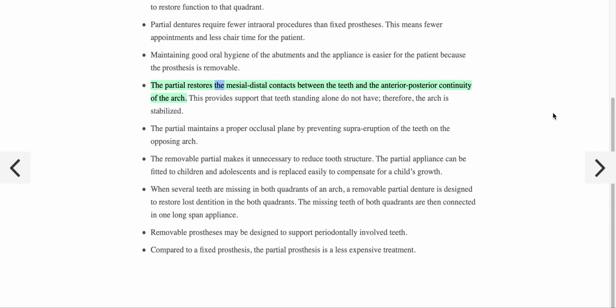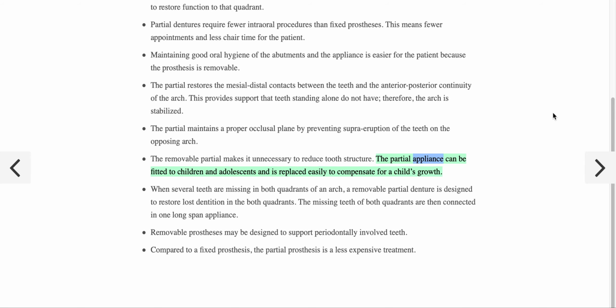The partial restores the mesial distal contacts between the teeth and the anterior-posterior continuity of the arch. This provides support that teeth standing alone do not have. Therefore, the arch is stabilized. The partial maintains a proper occlusal plane by preventing supereruption of the teeth on the opposing arch. The removable partial makes it unnecessary to reduce tooth structure.